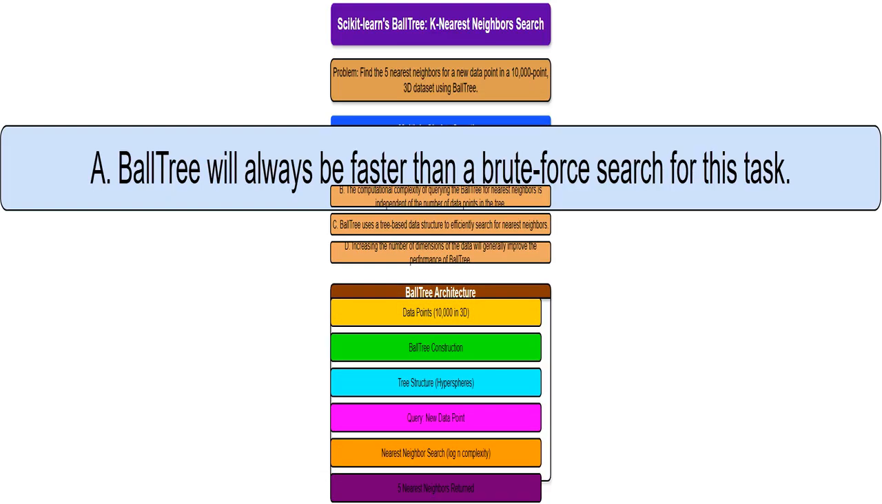This statement is tricky, Vamsi. While BallTree is generally faster for large datasets and higher dimensions, it's not a guaranteed win. For smaller datasets like this one, relatively speaking, the overhead of building the tree might actually make brute force faster. Let's keep that in mind.